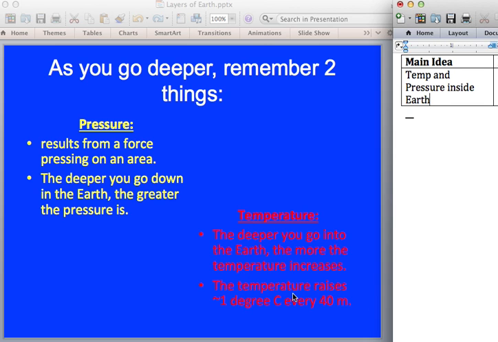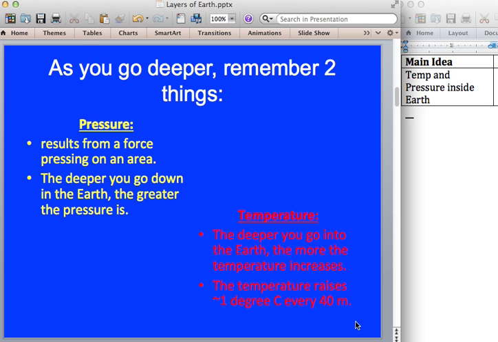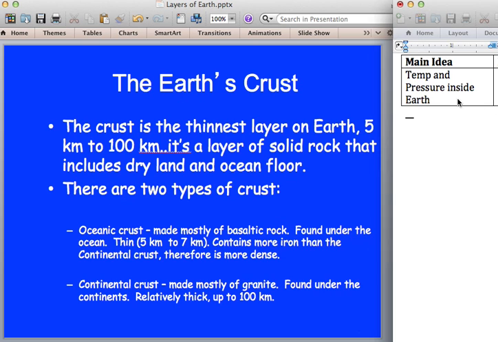Temperature, the deeper you go into the Earth, the more the temperature increases, right? And it's actually because of this pressure. All that force pushing down causes the molecules to get squished tight together, and when they try to move, they create a lot of friction. So about every 40 meters that you go down into the Earth, the temperature rises about 1 degree Celsius. So by the time you get to the core, it is quite hot. And we'll talk about that when we get there. We'll start our journey on the surface, looking at the Earth's crust.